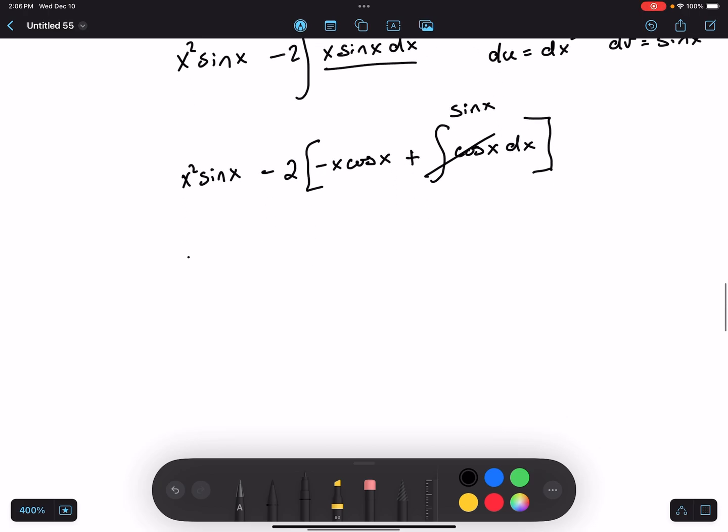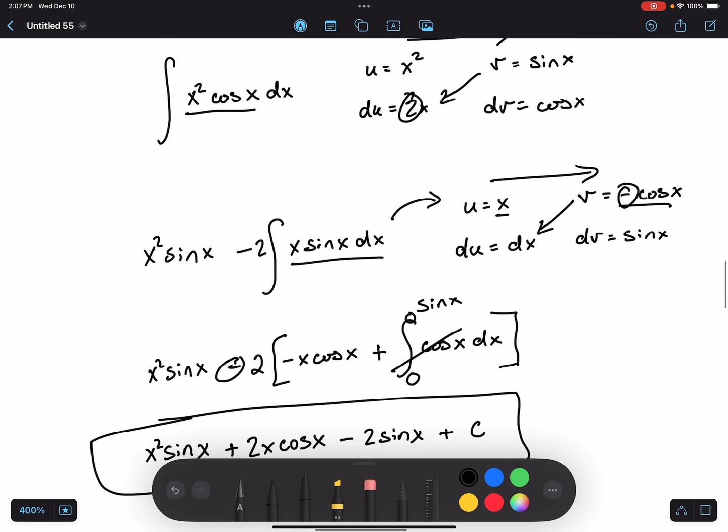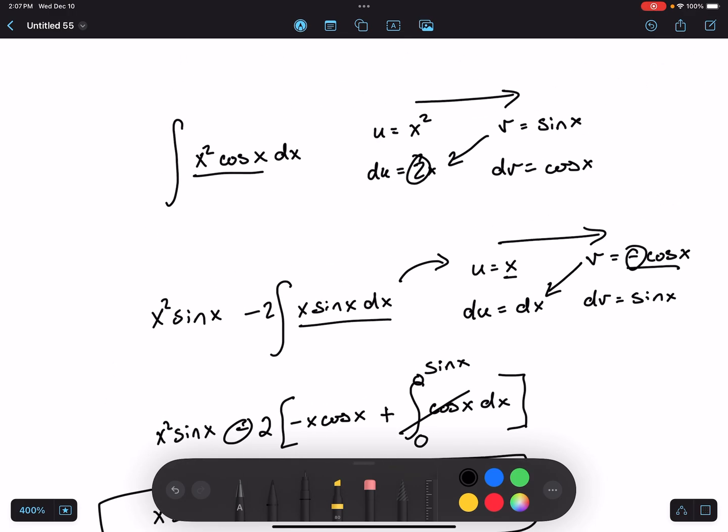And so what we're really looking at here is x squared sine x, and then we've got minus 2 times minus x cosine x. That leaves us with plus 2x cosine x, and then we have plus sine x inside of here, but we have a minus 2 out front, so we're doing minus 2 sine x. And because this is an indefinite integral problem, we'll be adding a constant at the end. This entire solution here is the solution to the integral of x squared cosine x.